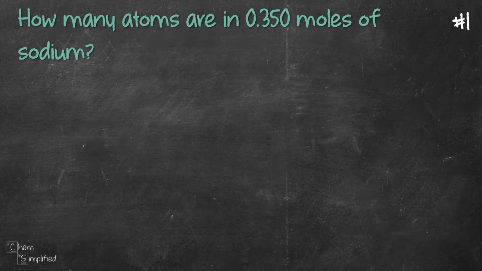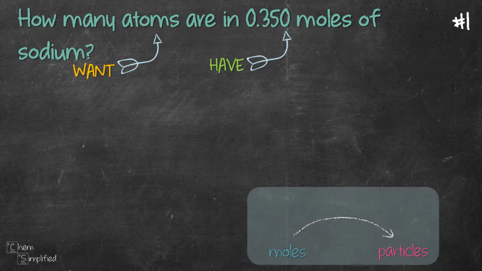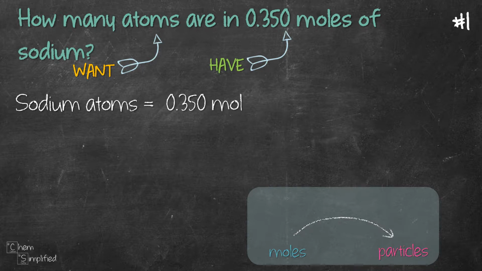Let's look at our first example. The question gives 0.35 moles and it's asking for the number of atoms. We're going to use the dimensional analysis method to solve this. We always write out what we need to find, which is the number of sodium atoms. And then we write equals what the question gives, 0.350 mole.